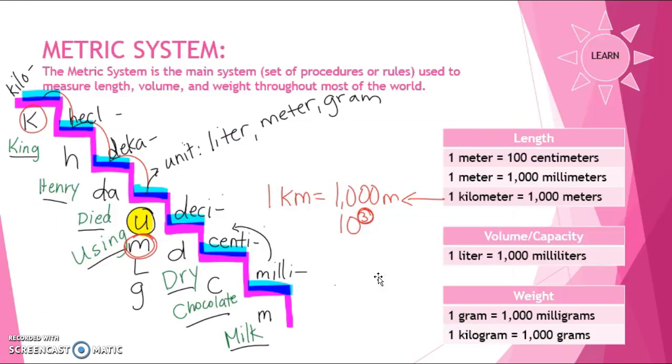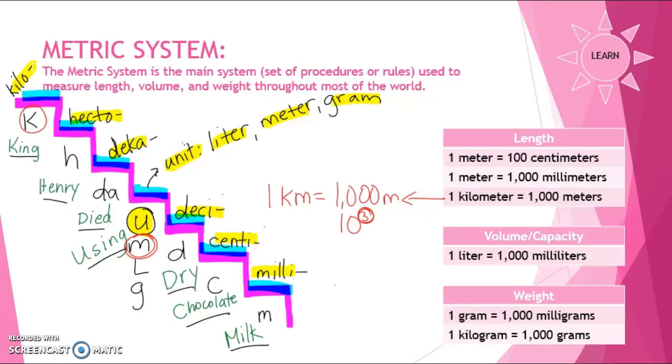Here we have some stair steps. Don't let the way that they look scare you. We have some stair steps that teach us about the metric system and the way that it's measured. So we have milli, centi, deci, and then the unit itself like liter, meter, or gram. We have deca, hecto, and kilo.